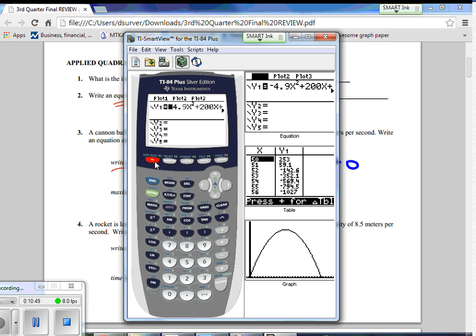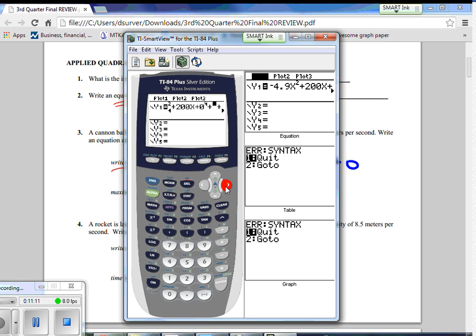Did you have negative 4.9x squared? Is that correct? Okay, and then plus 200x. And let me just make sure there's nothing tagging on at the end of mine that I don't know about. Plus, yeah, look at that. I have an extra little thingy in mine. Thank you for saying that. Isn't that kind of scary? Because you would have probably thought you had it right, like I did. I had some extra junk in there I didn't know about.